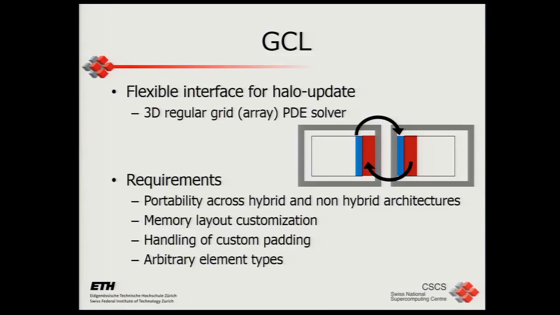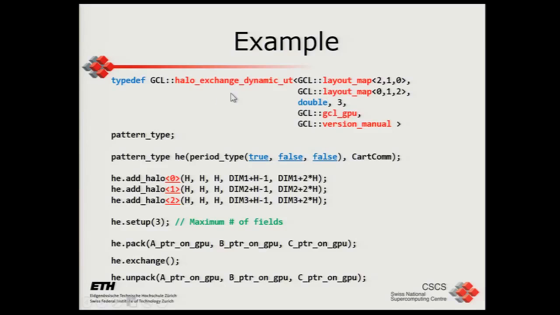The main motivation for this work is the GCL, which is the generic communication layer or library, depending on your taste, and which is a flexible interface for halo update operations. Halo update is an operation used by many scientific codes and applications. Basically, you define a pattern, which is a halo exchange dynamic.